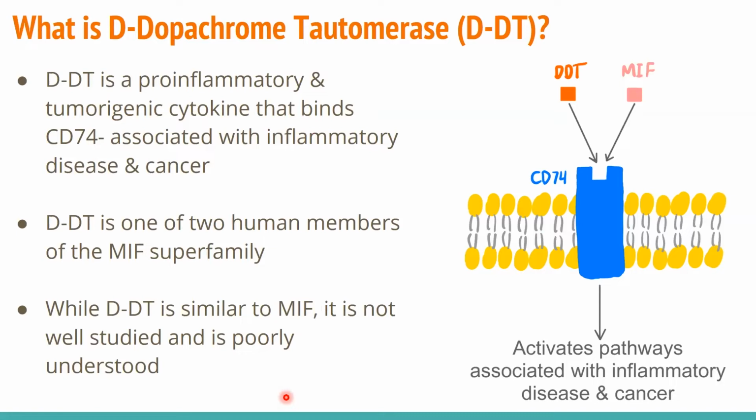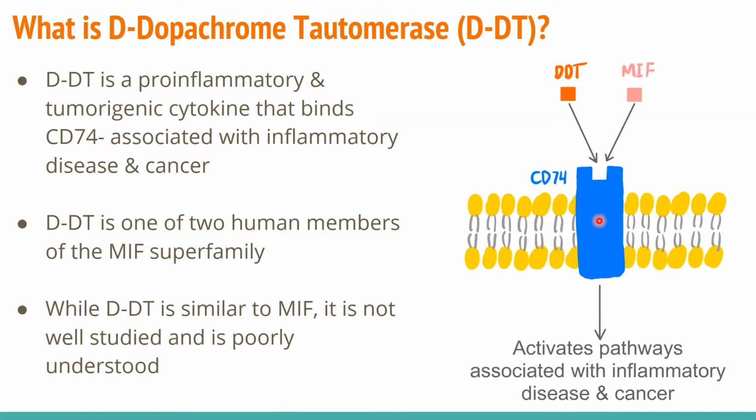So first of all, what is D-dopachrome tautomerase, otherwise known as DDT? DDT is a pro-inflammatory and tumorigenic cytokine that binds to the cell surface receptor CD74, and this binding is associated with many inflammatory diseases and cancer.